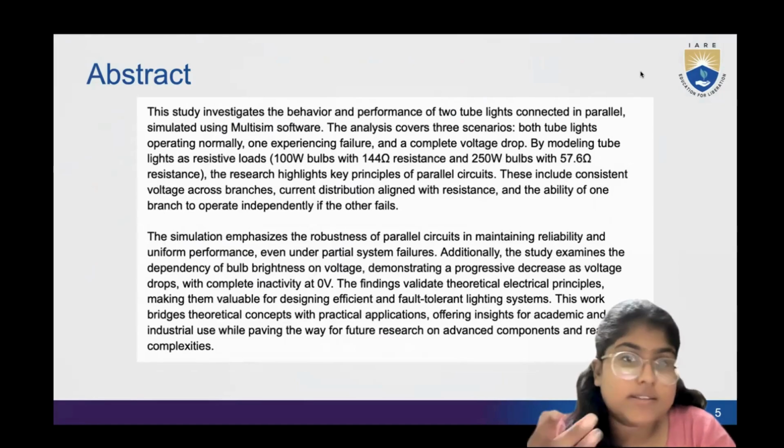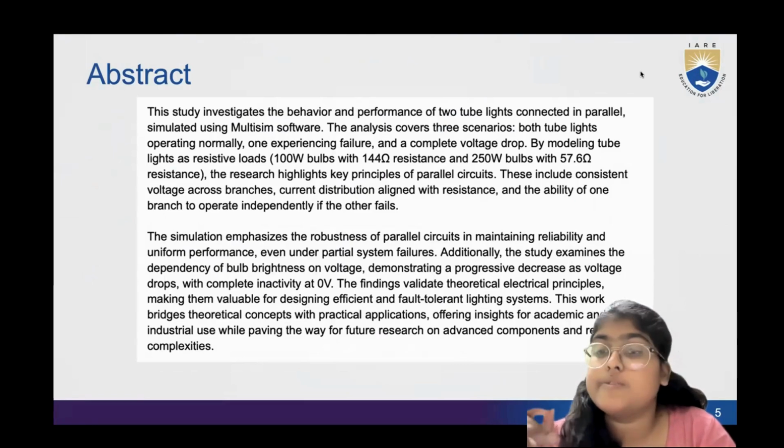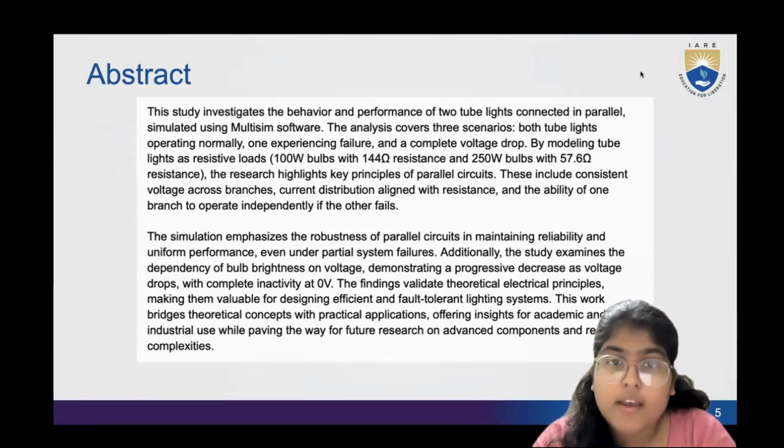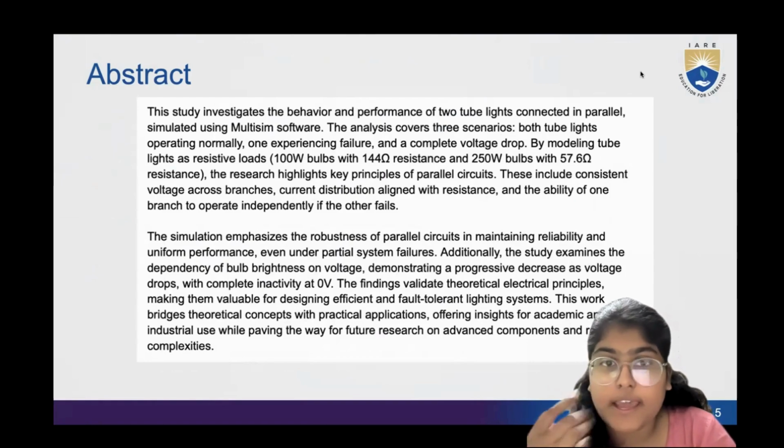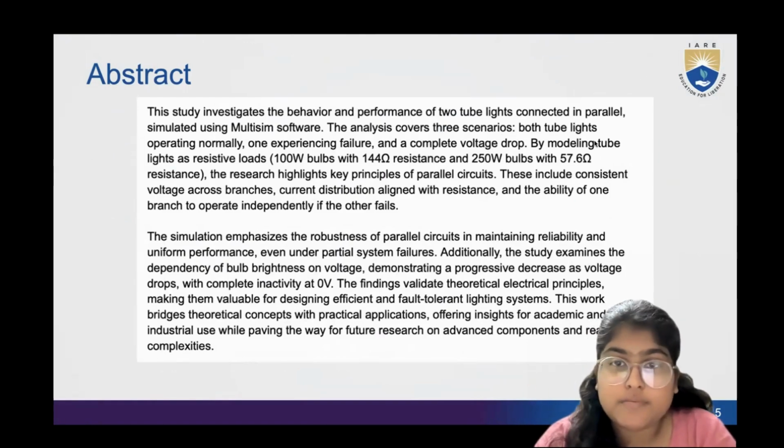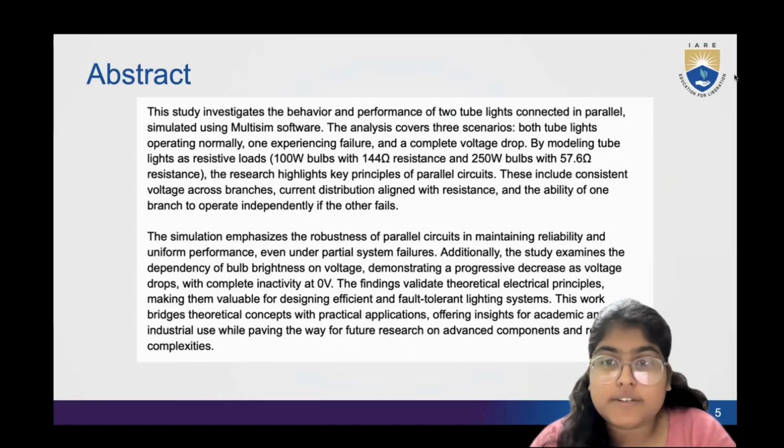So, basically, the study investigates the behavior and performance of two tube lights connected in parallel. This has been done using NI Multisim 14.0. The analysis covers three scenarios with two cases. The first is a bulb rated 120 volts, 100 watts, connected with a 144 ohm resistor to mimic a tube light.